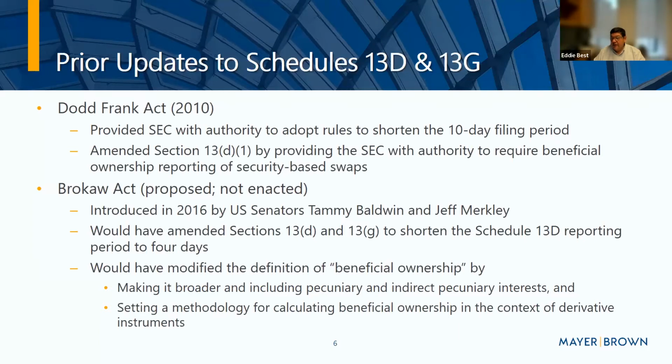In 2016, Senators Tammy Baldwin of Wisconsin and Jeff Merkley of Oregon introduced a bill that would have amended 13D and 13G to shorten the 13D reporting period to 4 days and would have modified the definition of beneficial ownership by making it broader and including pecuniary and indirect pecuniary interests and setting a methodology for calculating beneficial ownership in the context of derivative instruments. So taken together, the 2016 bill and the 2020 Dodd-Frank now have obviously resulted in the SEC's new proposal. The 2016 Act also never went anywhere, but now we have the new proposals.